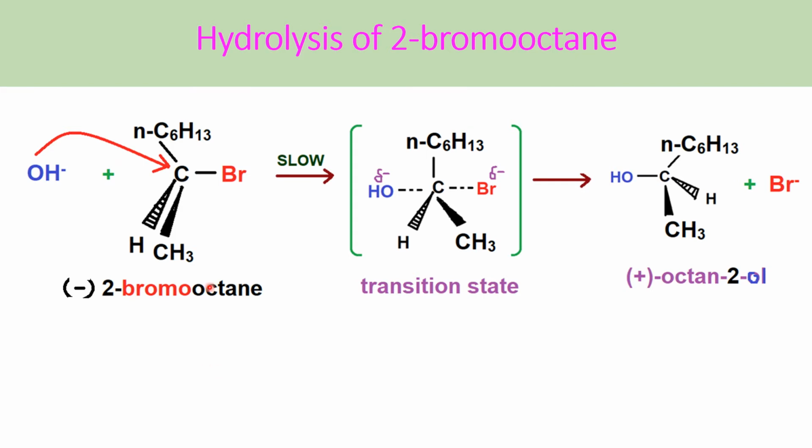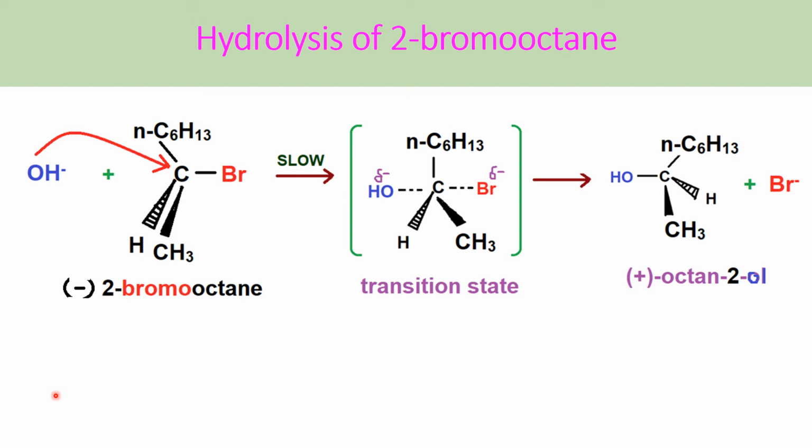Here you can see the hydrolysis of 2-bromo-octane forming 2-octanol. Here the hydroxide ion attacks the backside of the substrate molecule. That's a slow reaction. It undergoes a transition state.